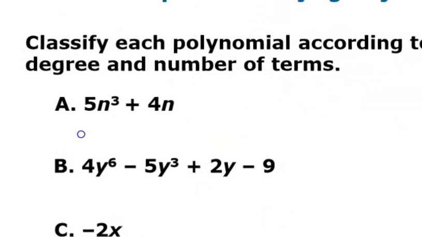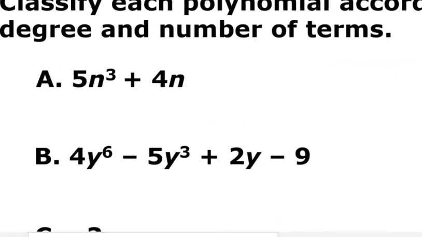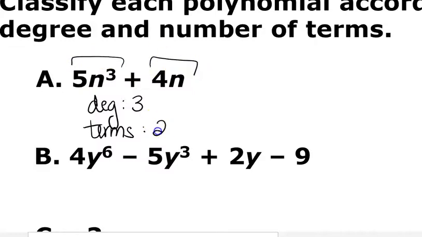So we're going to classify this according to its degree and number of terms. So first, let's figure out what the degree is. The degree of this one. And what is the degree of this one? Well, the biggest degree would be that 3 right there. Now, how many terms are there? I talked about terms right there. They're separated by pluses and minuses. How many terms are in this particular case? We have 1, 2. 2 terms.